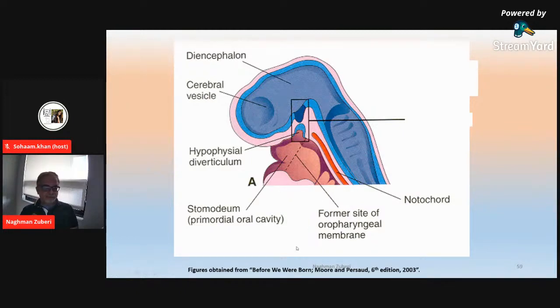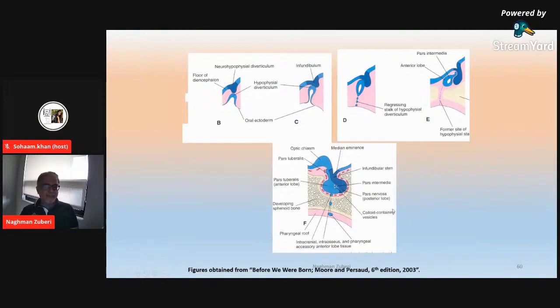The two sources. And finally, the hypophysis. Both of them, one is coming from one source, the other one is coming from the other source, and then they form the pituitary gland.